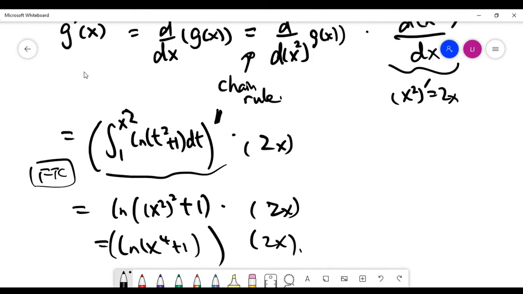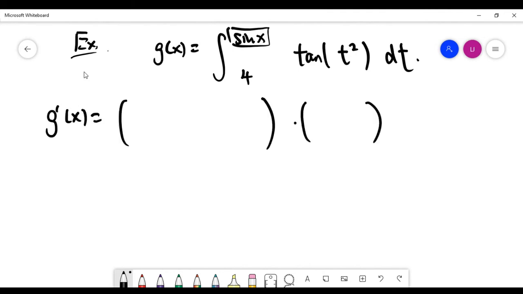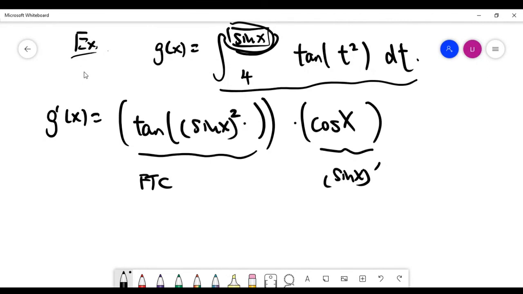So now let's look at more examples. Please look at the current example, which is quite similar to the last one in the sense that the upper limit is actually a function of x instead of the variable x. So we can do a similar application of the chain rule. The second factor is the derivative of sine x, which is cosine x. The first factor is the derivative of this function with respect to sine x. As an application of the fundamental theorem of calculus, the derivative is going to be tangent of t squared, where t is replaced by sine x. So I can write it this way, and that's the answer to this problem.